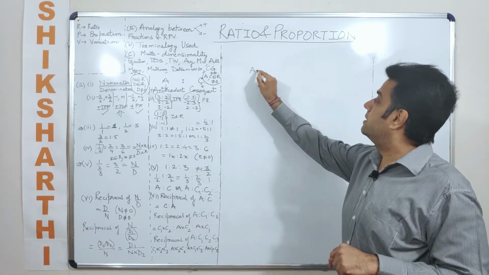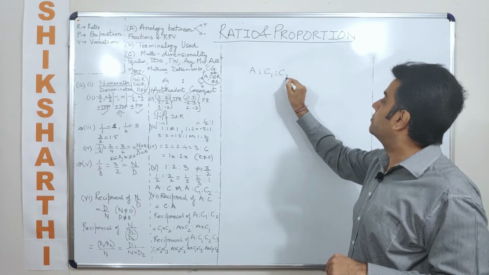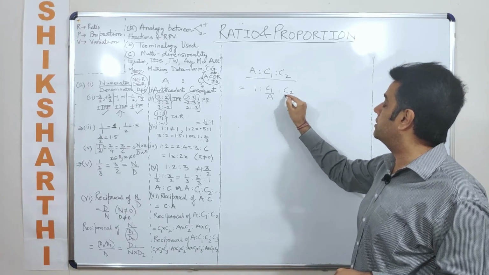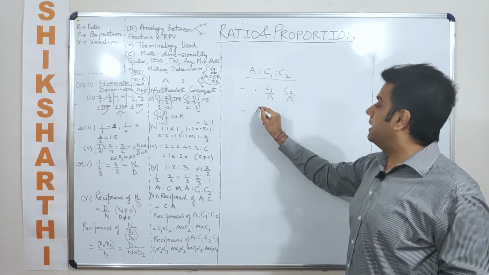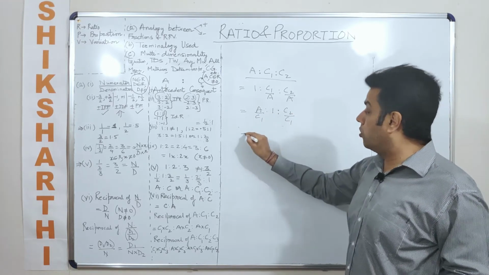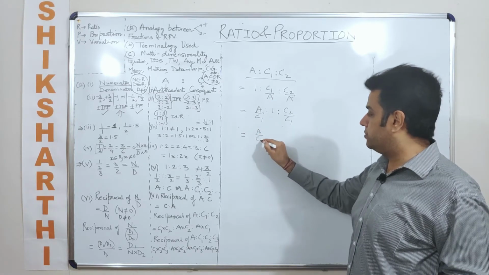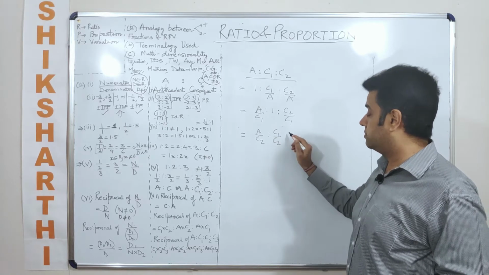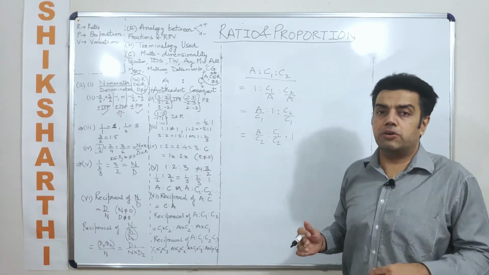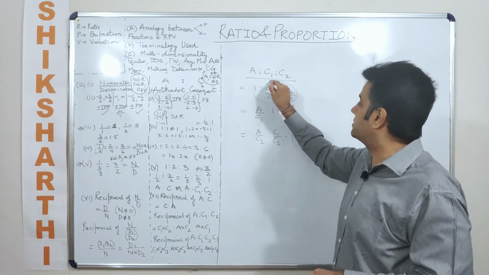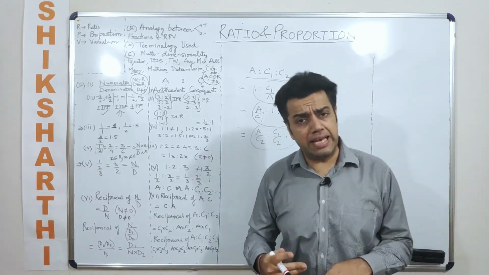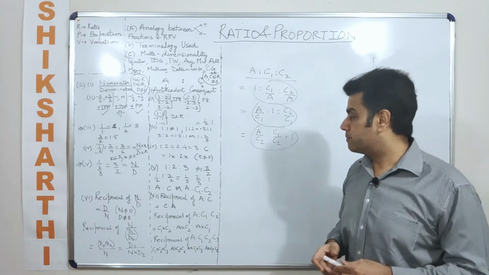For example, if the ratio is A:C1:C2, if this is the basic ratio, this can be written as 1:C1 upon A:C2 upon A, or I can write it as A upon C1:1:C2 upon C1, or I can write it as A divided by C2:C1 divided by C2:1. These are the 3 formats in which I can write this. Maybe in some other format also, which can be a byproduct of these basic 3 formats. Based on these 3 formats, you can always write down equivalent ratios as well. So please remember this.